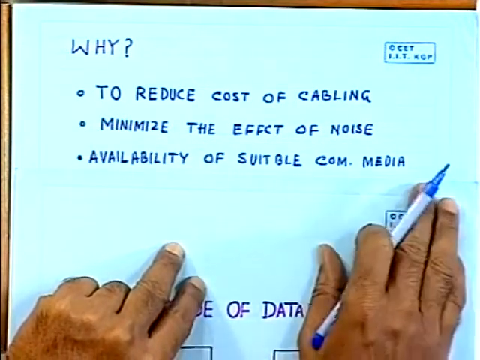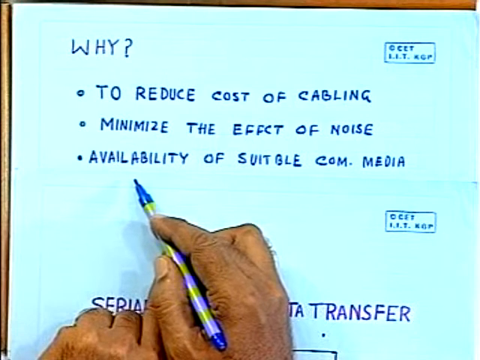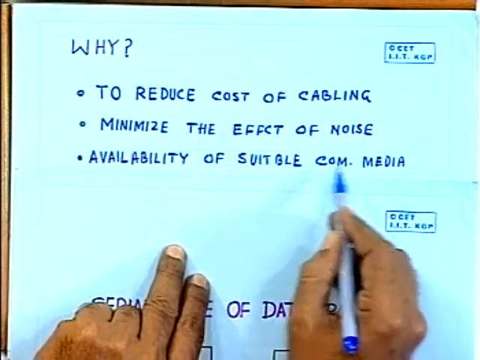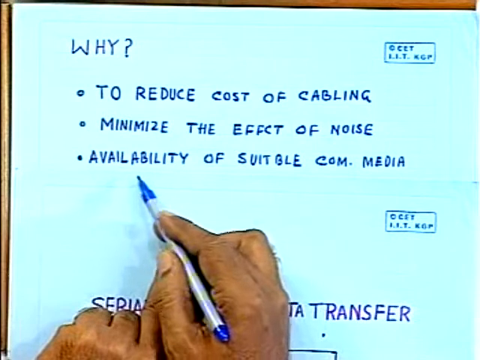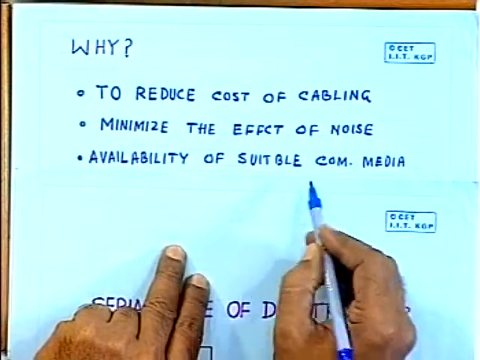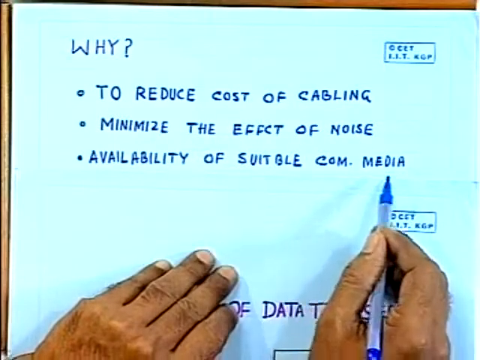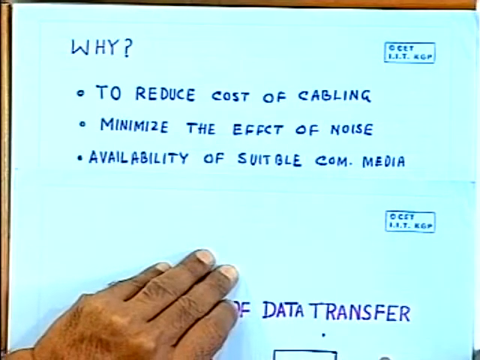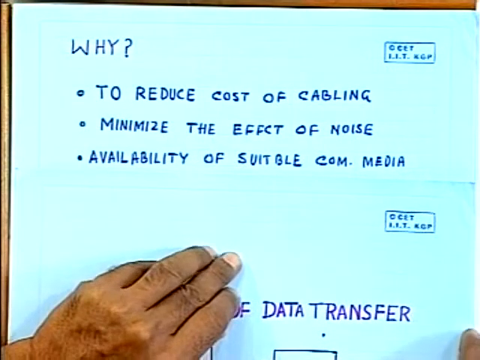The third reason is the availability of suitable communication media. You have a number of serial communication media commonly used in our day-to-day life, for example, telephone line, microwave link, satellite link, and so on. All are serial in nature, where data transfer takes place bit by bit rather than byte by byte. So we have to make use of this communication media, we have to go for serial mode of data transfer.